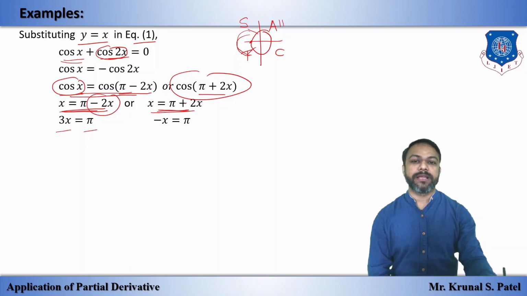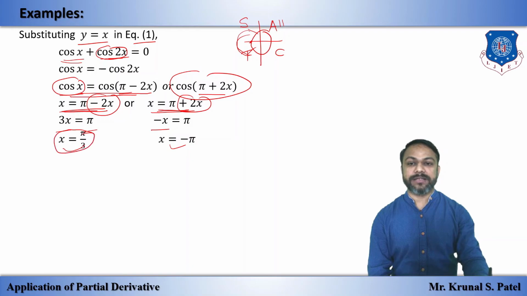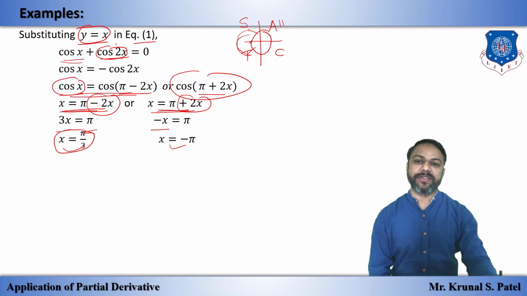By solving this, we have minus 2x on the left hand side, so 3x is equal to pi, and by solving the other, plus 2x on the left hand side, so minus 2x plus x, that is minus x is equal to pi. So we have x is equal to pi by 3 and x is equal to minus pi. This is the value of x that we have to put in the previously obtained equation. That means y is equal to x, so x is equal to pi by 3, so y is equal to pi by 3.